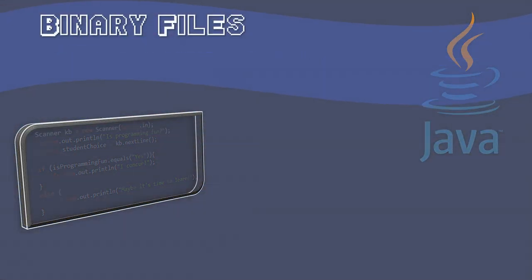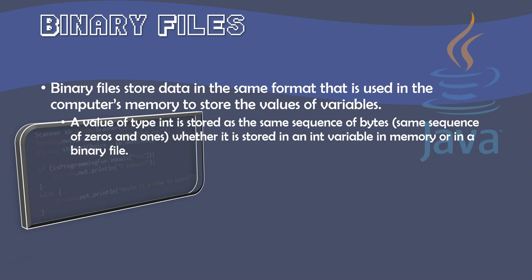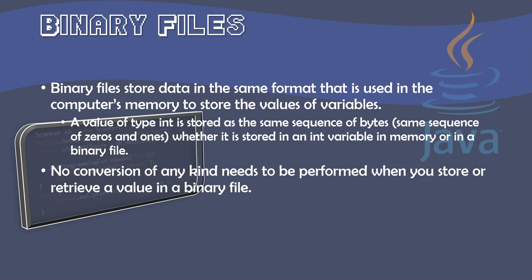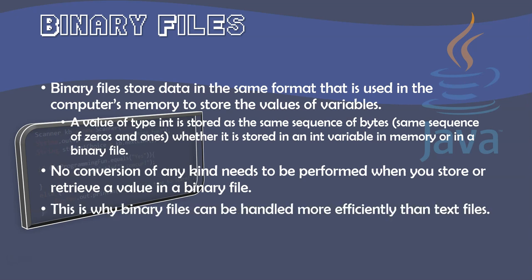So with binary files, these are files that are going to store data in the same format that is used in the computer's memory to store the values of variables. So a value of type int is stored as the same sequence of bytes, or the same sequence of zeros and ones, whether it is stored in an int variable in memory or within a binary file. No conversion of any kind needs to be performed when you store or retrieve a value in a binary file because it's already in the format that the computer is familiar with. This is why binary files can be handled much more efficiently than text files.